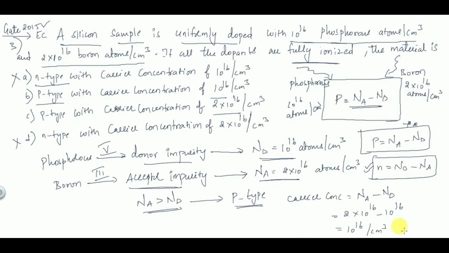So the carrier concentration is 10 to the power of 16 and the type of semiconductor is P type. So option B is the correct answer. The resultant is a P type semiconductor with carrier concentration of 10 to the power of 16 per cubic centimeter. These are the formulas you have to remember. When both types of impurities are added to the semiconductor, the resultant carrier concentration is the highest impurity concentration minus the lowest impurity concentration.